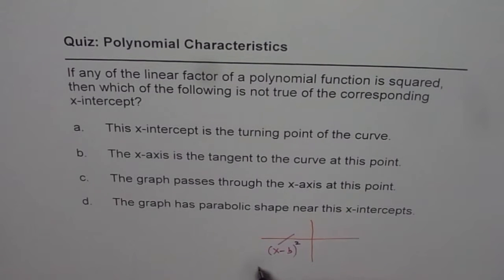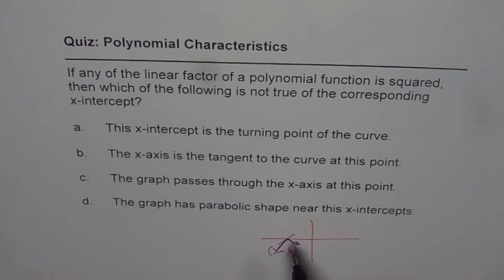If I square it, then what happens? If the graph is moving from this side, then if I square it, it will not cross. It will kind of bounce back. That is how the zero changes if its multiplicity is increased from linear to quadratic. It behaves like a quadratic function at that point.